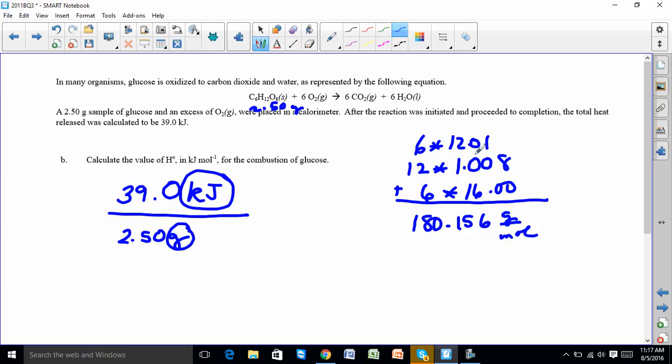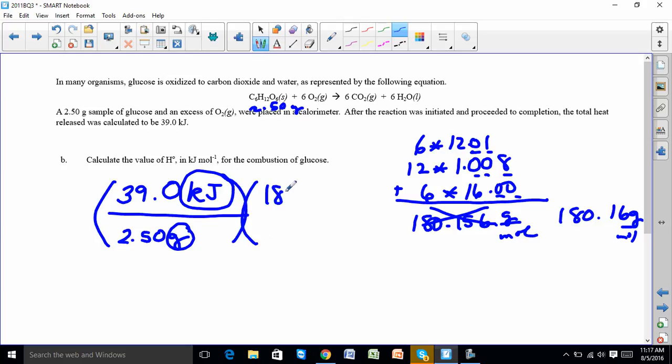And remember, when you add, you count sig figs or decimal places. So this one has 2, this one has 3, this one has 2. So basically, the best answer on the AP exam is 180.16 grams per mole. And so then we come over here, kind of jammed for time, but because grams is on the bottom, the 180.16 grams would go up and the 1 mole goes down. And now it's that easy. We're in kilojoules per mole. Try not to make this any tougher than it is.